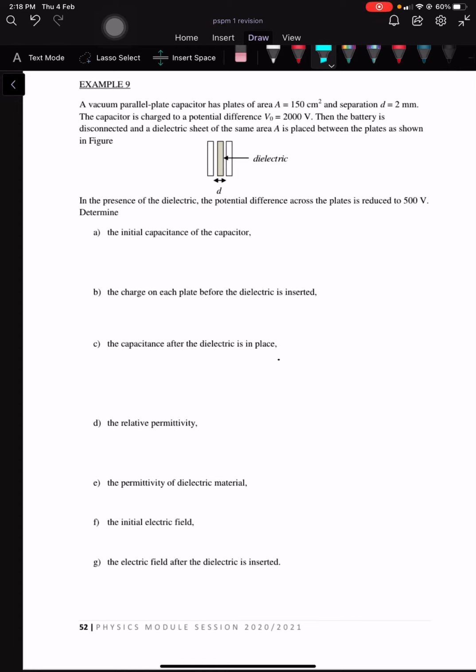Okay, Assalamualaikum. So next, example 9. The vacuum parallel plate capacitor has plate area of 150 cm square and is separated by a distance. The capacitor is charged to a potential difference V0 of 2000 volt, and then the battery is disconnected. After that, a dielectric sheet of the same area is placed between the plates as shown in the figure. After inserting the dielectric, the potential difference across the plates is reduced to 500 volt. The battery is disconnected, so in this case, Q is constant. Remember that?